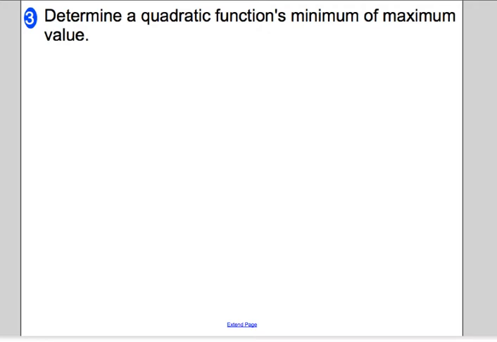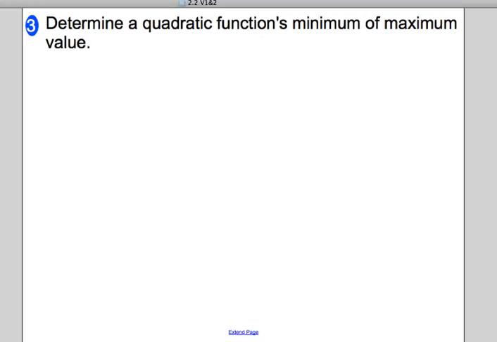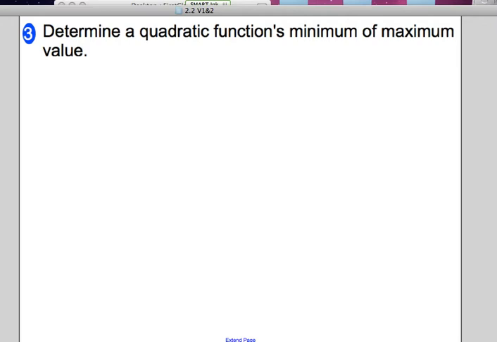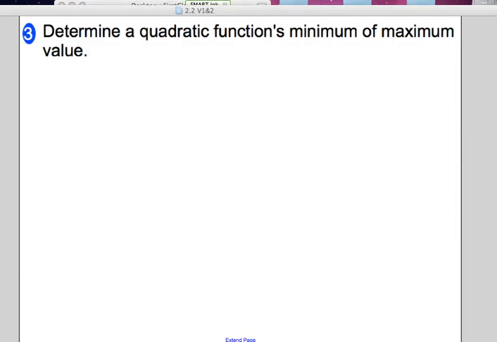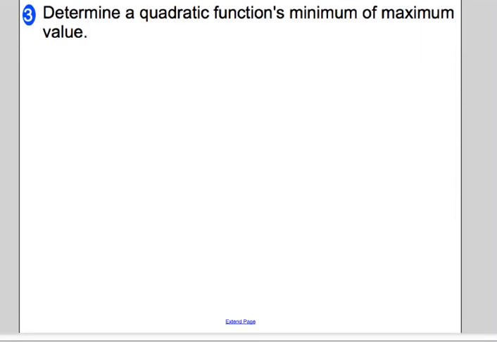Now right now you might be asking yourself a few questions. You could be saying to yourself, where would the maximum or minimum be? How do I know which one the graph will have? So take a second, think about that. Where would the maximum or minimum be? How do you know which one it's going to have?